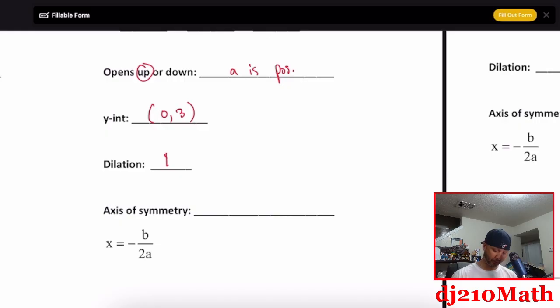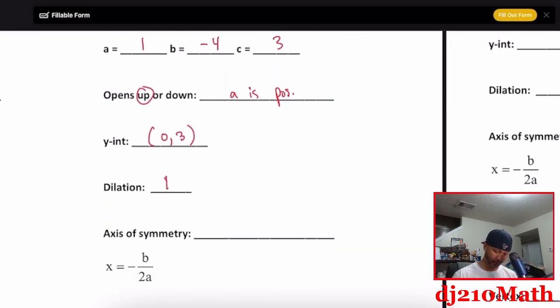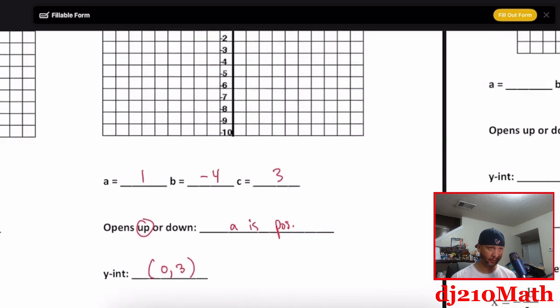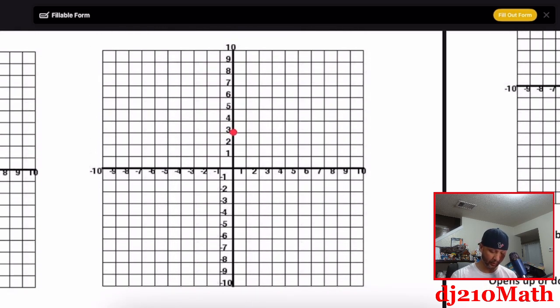All right, axis of symmetry. We have negative, that's part of the formula, B, which is -4, over 2 times A. So we get negative, so 4 over 2, which is basically 2. So x is equal to 2. That means the axis of symmetry is the vertical line through x equals 2. And there it is.